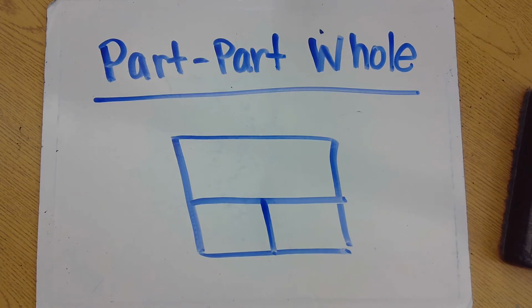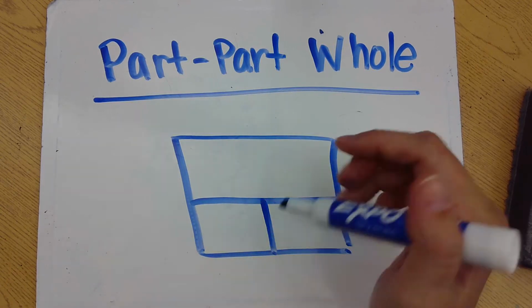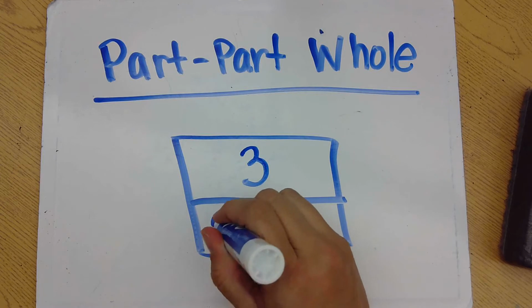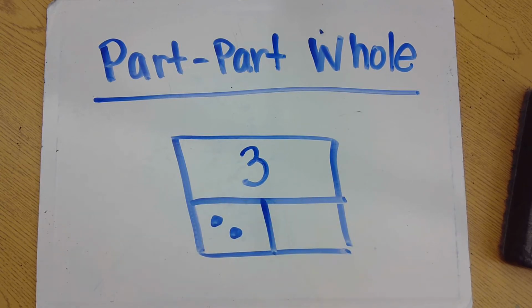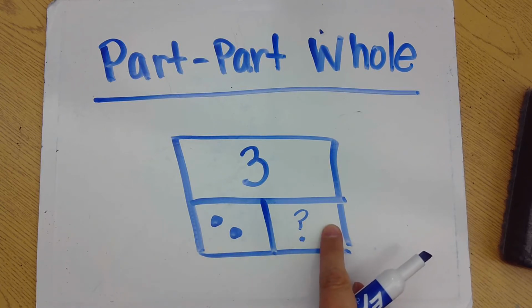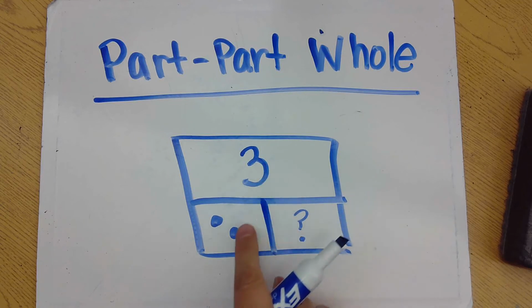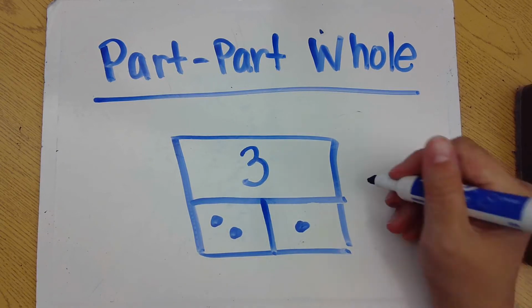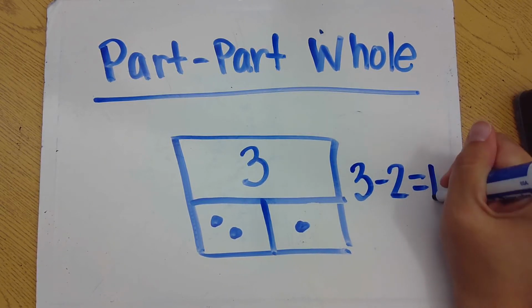This is called the part-whole strategy. If I have a number, for example 3, and I only knew one of my parts, I need to figure out what goes here. If I take the number that's on top in the whole section and subtract how many are in one of the parts, I can get the answer to the other part. So 3 take away 2 is 1. So 3 minus 2 equals 1.